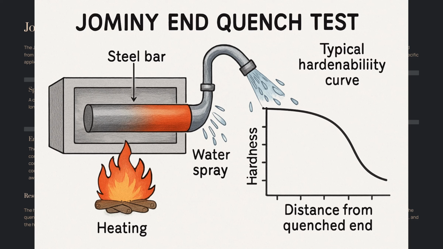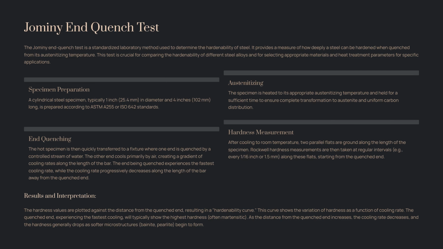Procedure. Specimen preparation. A cylindrical steel specimen, typically 1 inch (25.4 mm) in diameter and 4 inches (102 mm) long, is prepared according to ASTM A255 or ISO 642 standards. Austenitizing. The specimen is heated to its appropriate austenitizing temperature and held for a sufficient time to ensure complete transformation to austenite and uniform carbon distribution.